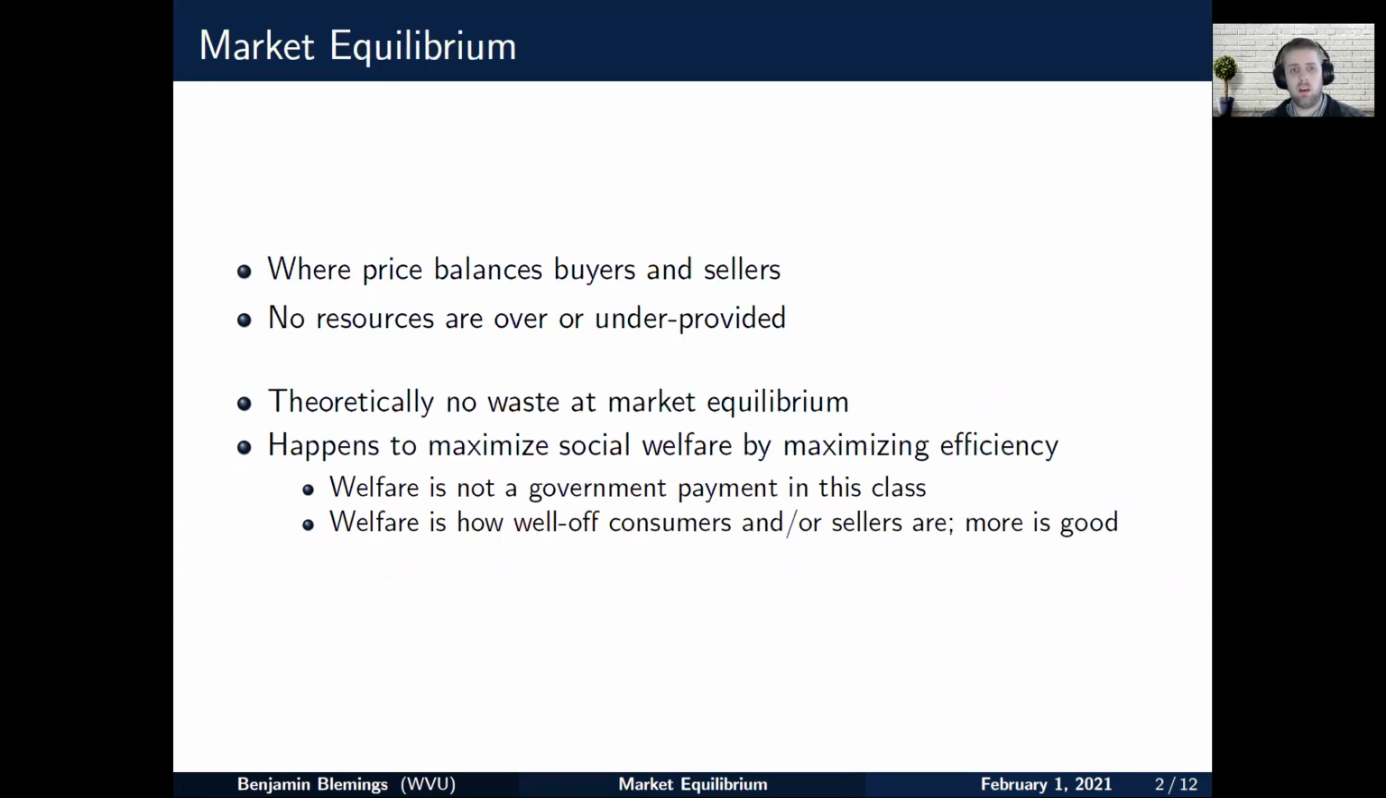So market equilibrium is just where the price balances the number of buyers and the number of sellers, or the amount of a good being bought and sold. And so we know that there are no resources that are over or under provided in market equilibrium in a competitive market. So theoretically, there's actually no waste at market equilibrium, and that's a good thing. This point happens to maximize social welfare by maximizing the efficiency with which markets are operating. And welfare is not a government payment in this class. It's actually how well off consumers and or sellers are. And so we know that more is good.